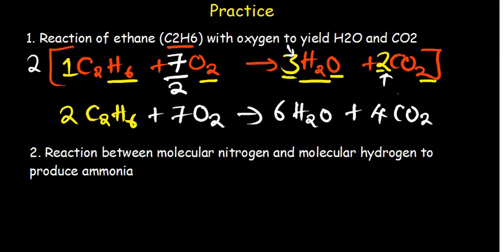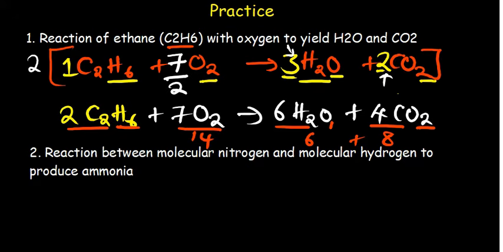You can try to observe. How many carbon atoms? 2 times 2 is 4. We have 4. Hydrogens, 2 times 6, 12. 6 times 2, 12. Oxygen, 7 times 2, 14. 6 times 1 oxygen gives us 6. And then 4 times 2 gives us 8. So 8 plus 6, 14. So we've balanced the equation.